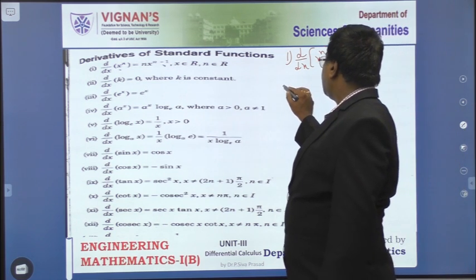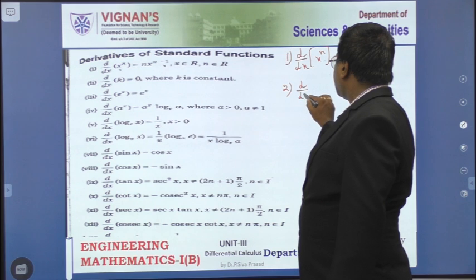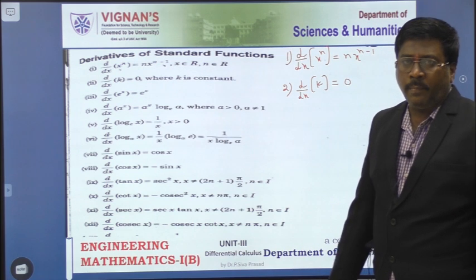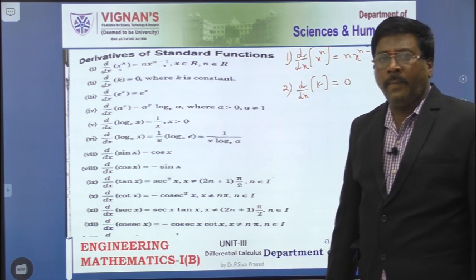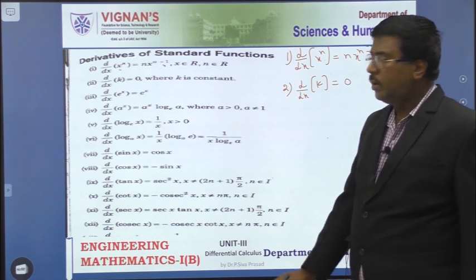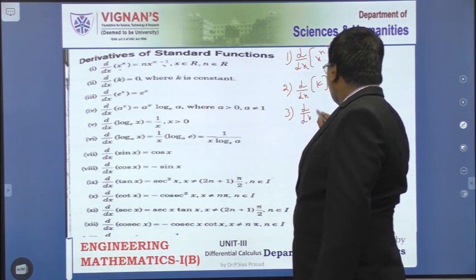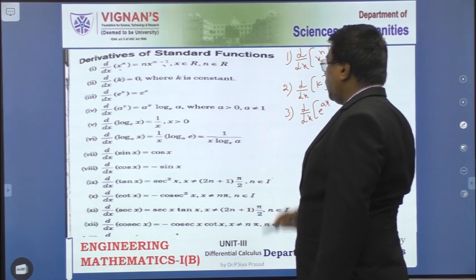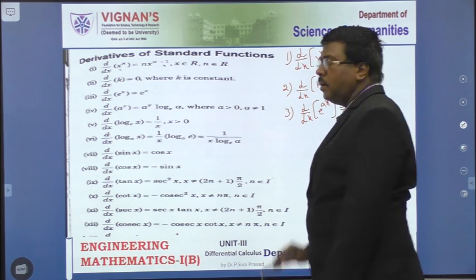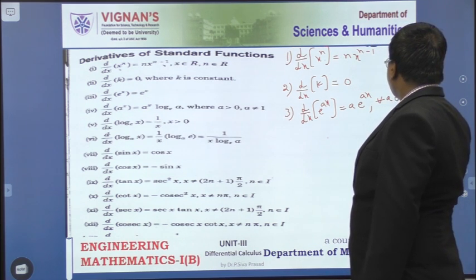Now the second one is the derivative, that is d by dx, of a constant value, which is equal to 0. Constant means whatever constant values you get in the problems, the derivative of that function with respect to x, of a constant value, is 0. Similarly, the third one is d by dx of e power ax, that is equal to a into e power ax, where a is any real number, that is for all a belongs to the real number system R.